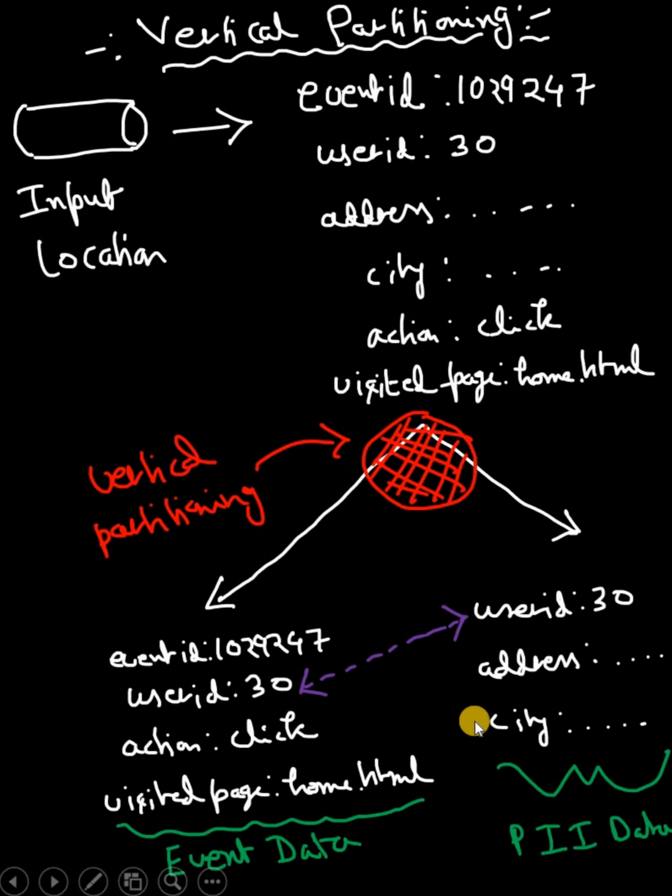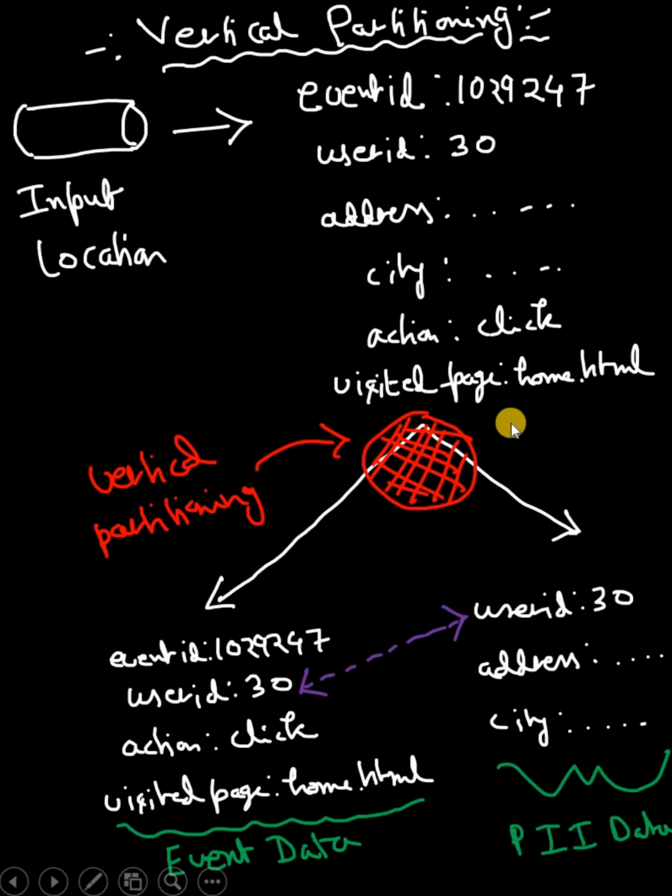Now observe what advantage we can get if we partition the data like this. The advantage is if a user opts for his or her PII removal, it will be very simple. Only on top of this delta table, we need to apply a delete query where user ID equals 30. That way data will be simply deleted.